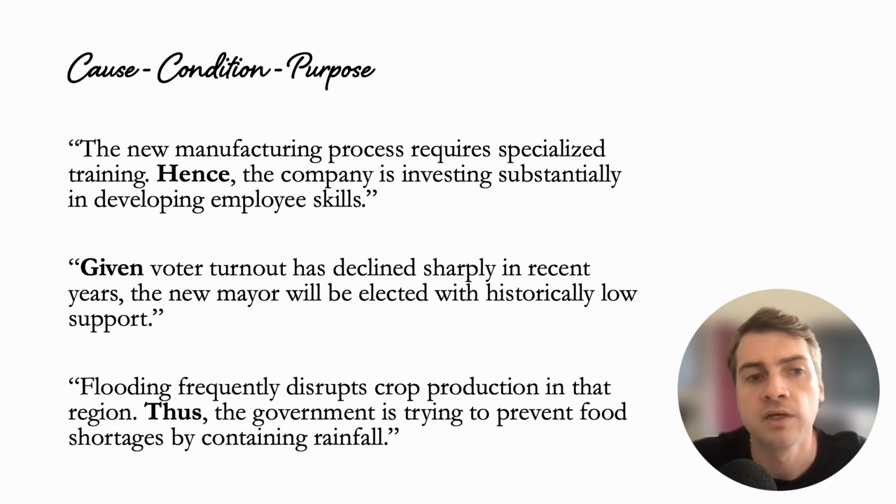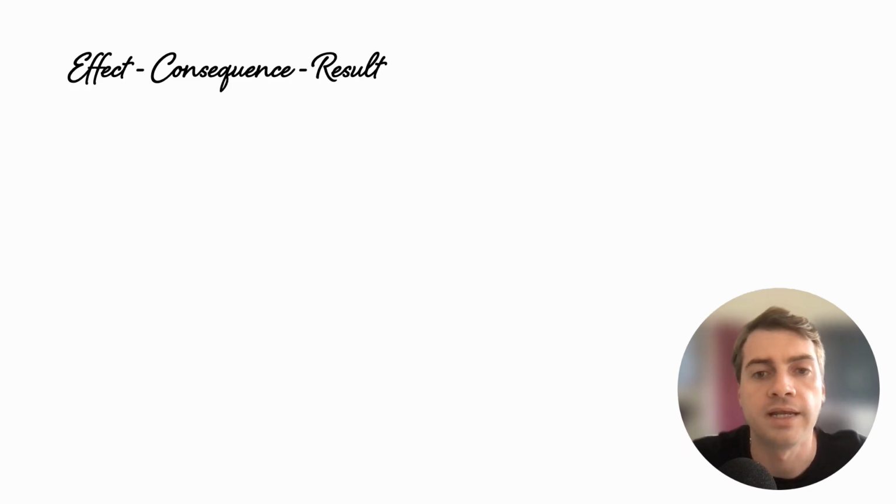And the last one, flooding frequently disrupts crop production in that region. Thus, food shortages arise whenever the rainfall is heavy. Okay, so in this one, X happens, thus the purpose of Y. So flooding disrupts crops, thus the purpose of the government trying to contain the rainfall. Okay. All right. Now for effect, consequence, or result.